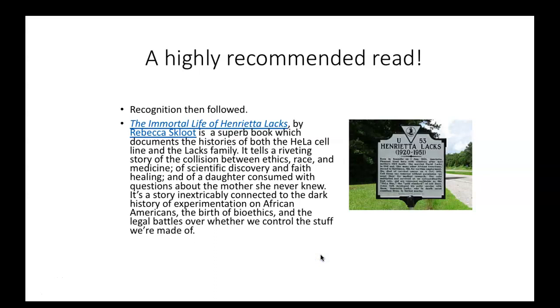So there's a book that's written. It documents the histories of both the HeLa cell line and the Lacks family. It tells a riveting story of the collision between ethics, race, and medicine, of scientific discovery and faith healing, and of a daughter consumed with questions about the mother she never knew. It's a story inextricably connected to the dark history of experimentation on African Americans, the birth of bioethics, and the legal battles over whether we control the stuff we're made of. So very, very good book.